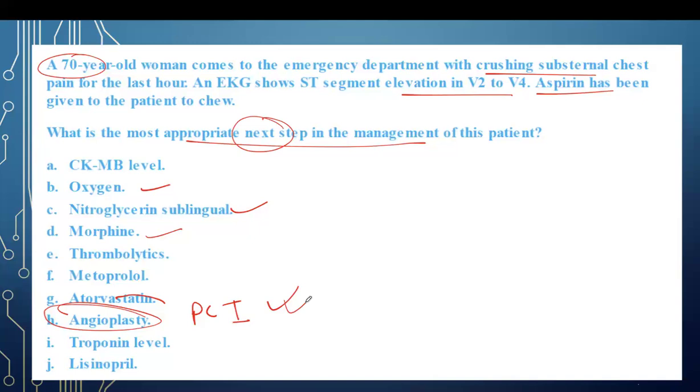Please don't confuse that, because I know it is confusing, but it is important to understand that it is a life-saving question. No, the question is always the same. If it is next step, next most appropriate, whatever it is after aspirin, it will always be angioplasty in ST elevated MI.